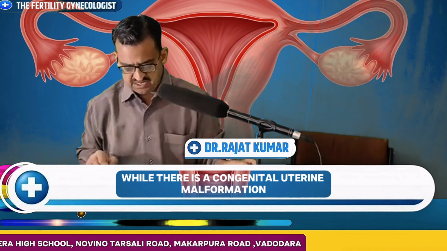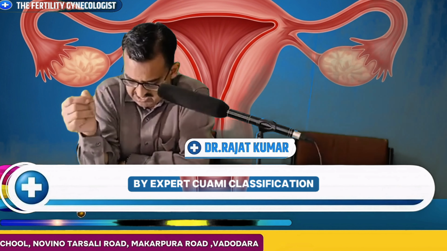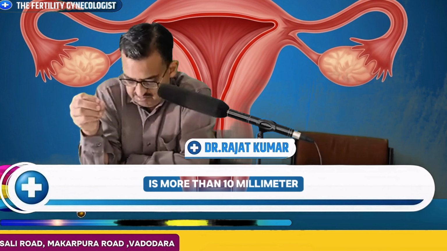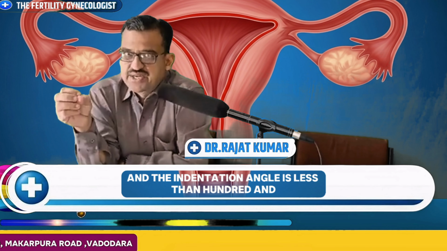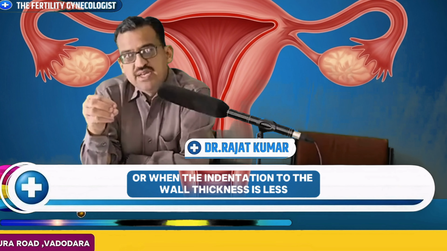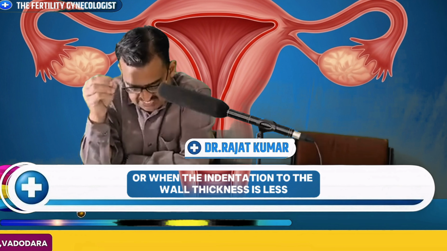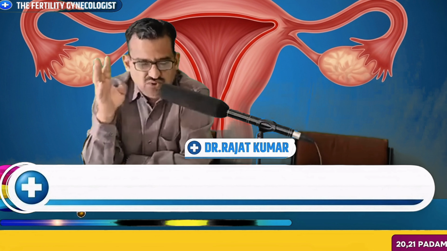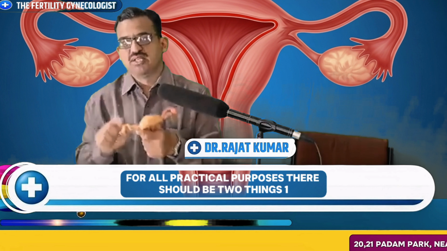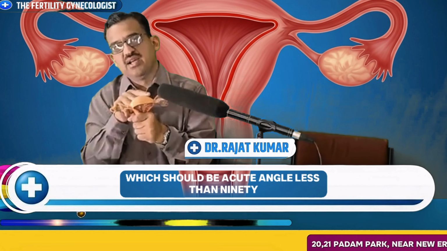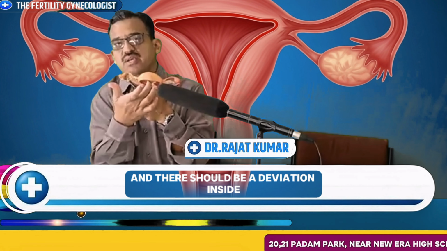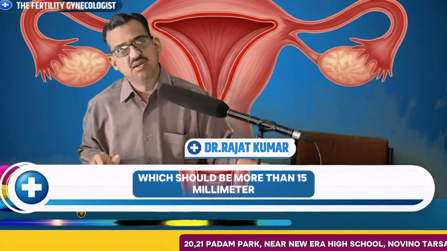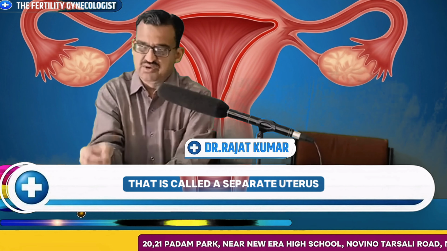Well, there is the congenital uterine malformation by experts, CUME classification, which says that when the depth of indentation is more than 10 millimeter and the indentation angle is less than 110 degrees, or when the indentation to wall thickness ratio is greater than 110, it is called a septate uterus. For all practical purposes, there should be two things. One, there should be indentation, which should be an acute angle less than 90, and there should be a septation inside, which should be more than 15 millimeter. That is called a septate uterus.